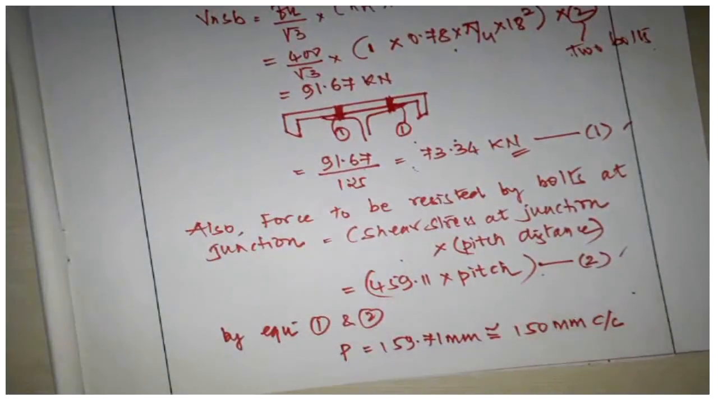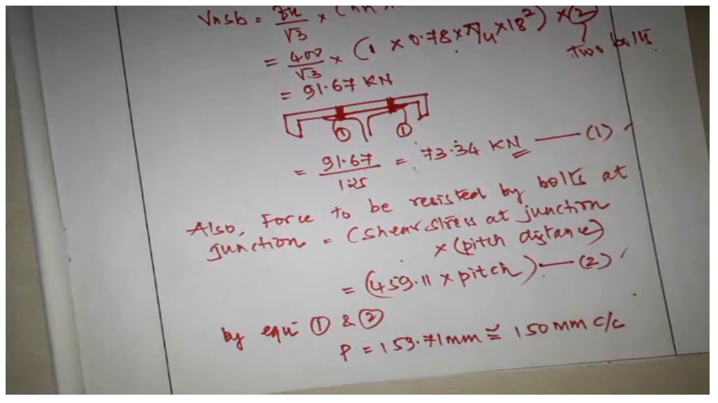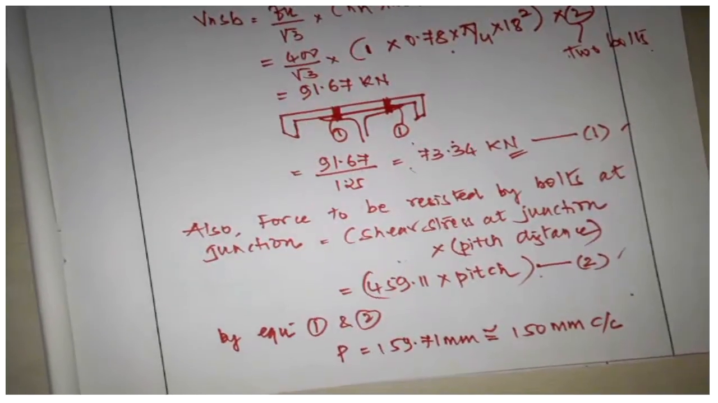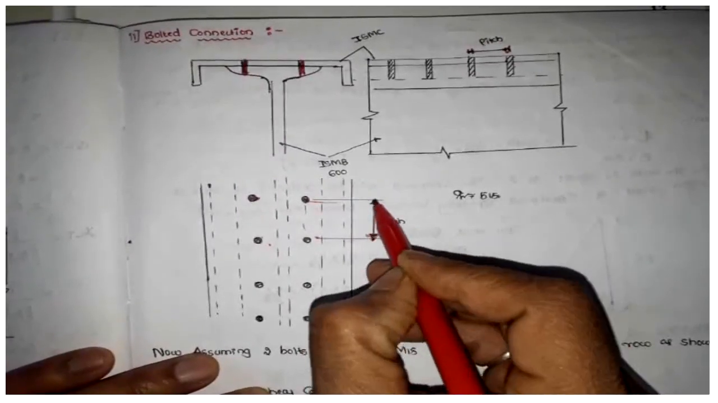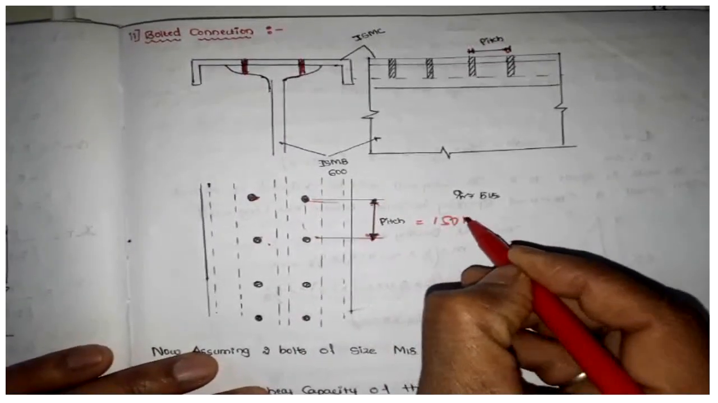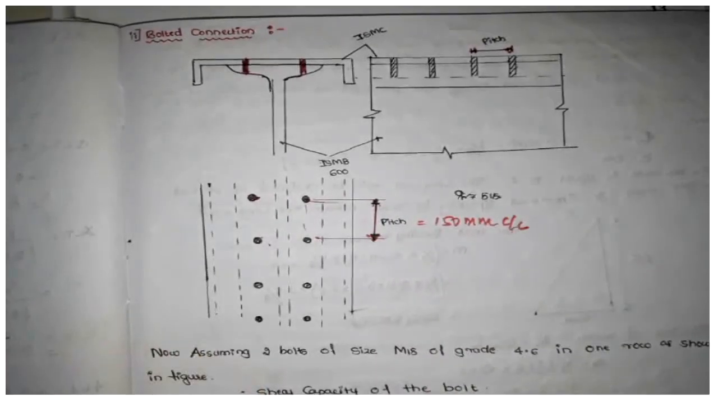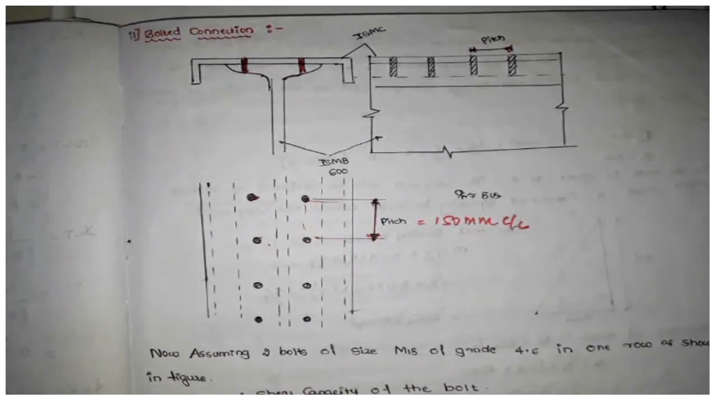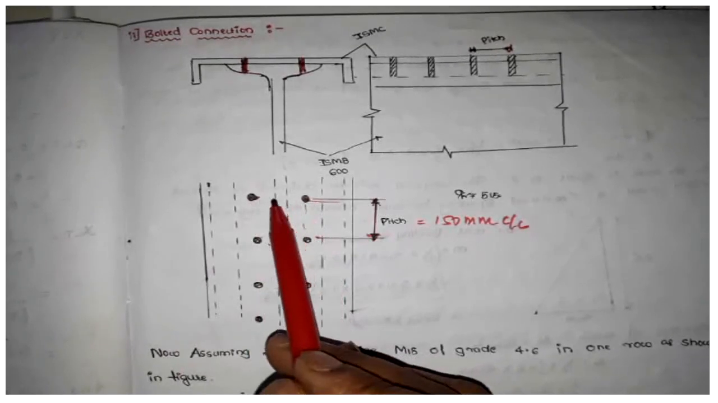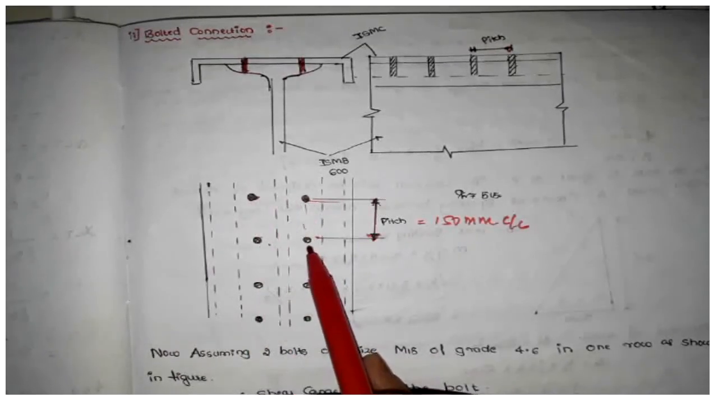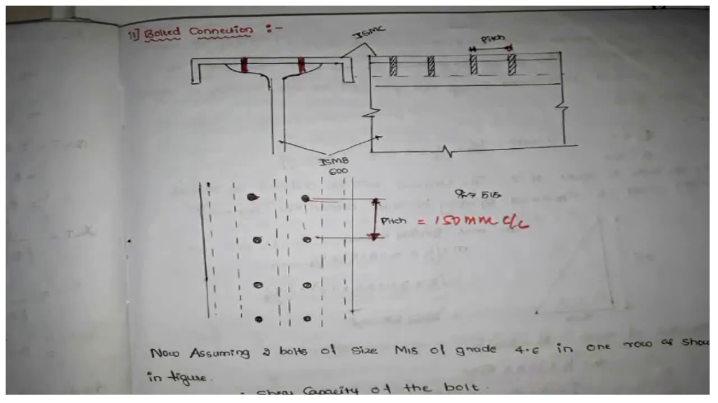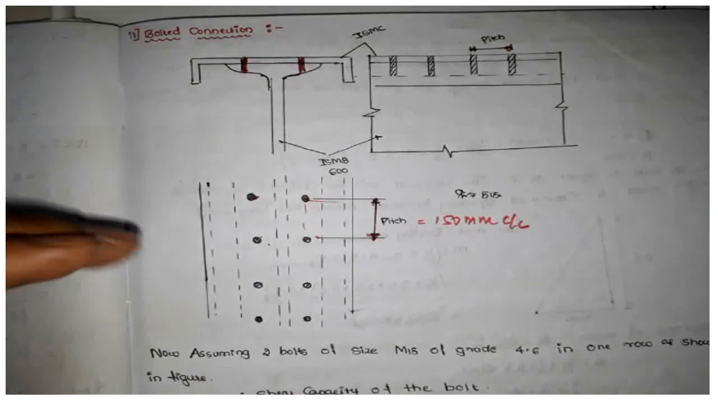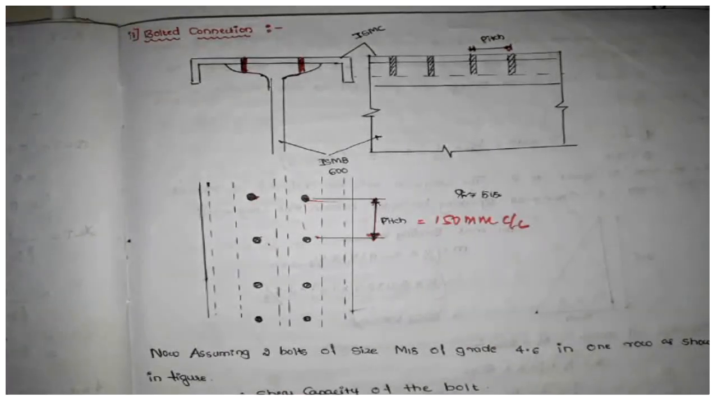So that is nothing but, I'll explain in a better way. Here the distance between the bolts, the pitch, we got as 150 mm center to center. We have to provide the bolt row, that is 2 bolts in a single row. Again the next line, 2 bolts in a single row, and the distance between them is 150 mm center to center throughout the length of the gantry girder. Okay, so this is regarding the connection part in the design of the gantry girder.